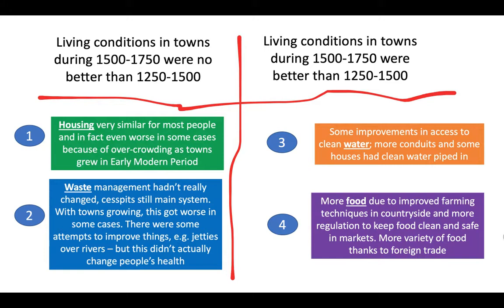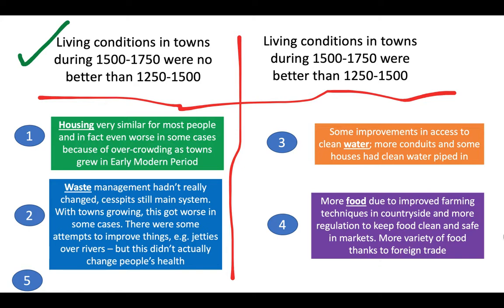So once you've made your quick table, you need to think, right, which side am I going to argue for? Which side do I agree with? What do I find most convincing? And for me, I'm going to go with this side. So I think those points are stronger than the points on the other side. I think overall, living conditions weren't better.